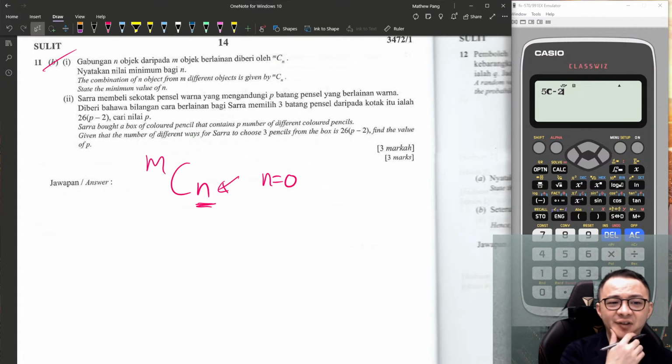Is this a Form 5 question? I think permutation is a Form 5 topic, right? They changed to KSM already. Sometimes with the syllabus, I forget. I think permutation should be Form 5, yes.